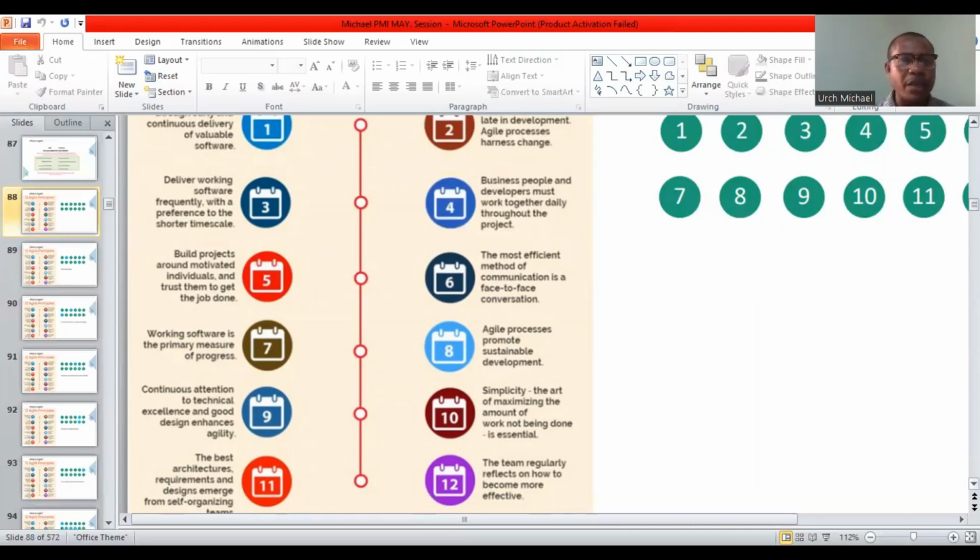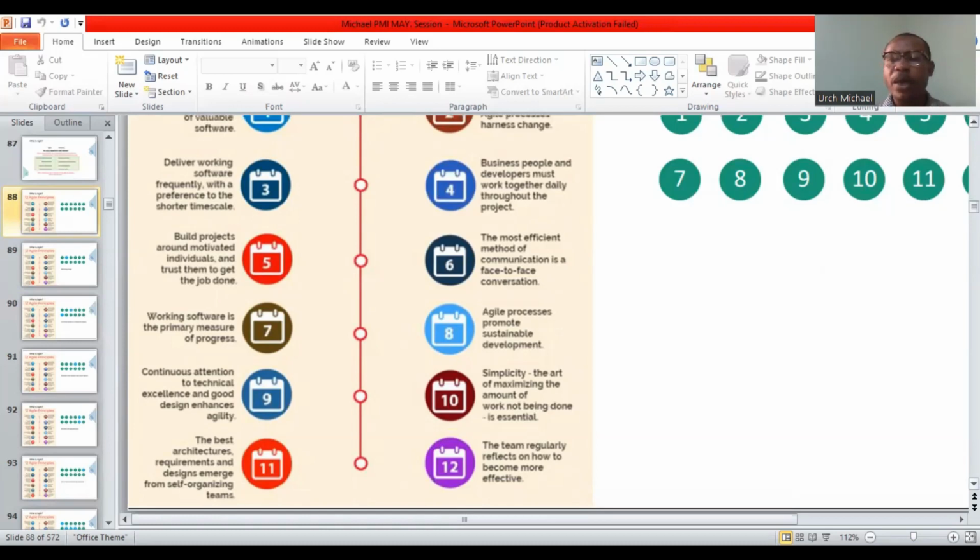And also, the best architectures, requirements, and designs emerge from a self-organizing team. That is why, like I said, we pay attention to team building. You have to build your team to the point that it can deliver effectively, even in your absence. The team regularly reflects on how to become more effective. That's sustainability. You need to be futuristic. You need to sit together and ask, how is it going to be? How can we improve? Can't we do better?